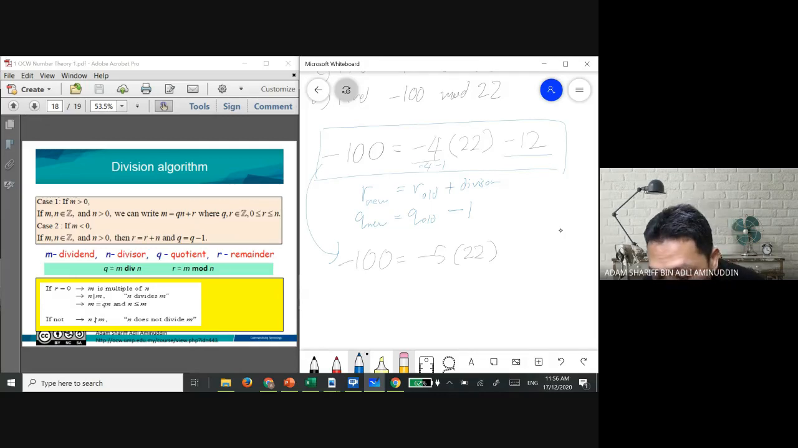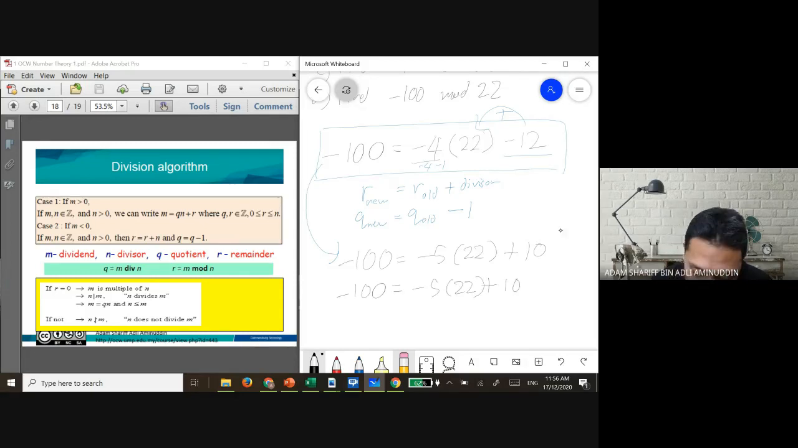For the remainder, you add up with the divisor. Divisor yang mana dalam kurungan ni? 22 minus 12 becomes plus 10. So actually negative 100 in division algorithm form divided by 22 becomes negative 100 equals negative 5 times 22 plus 10. This will be your representation.